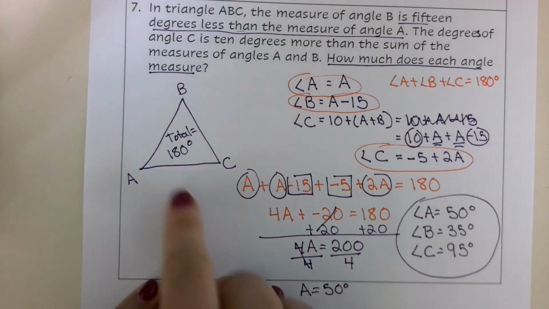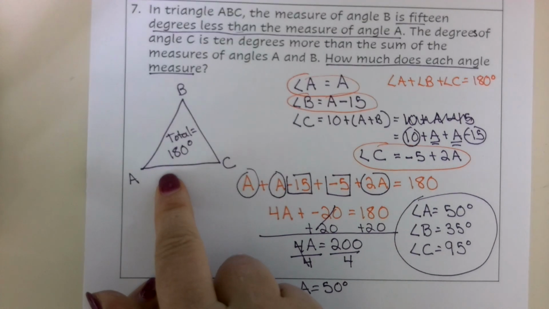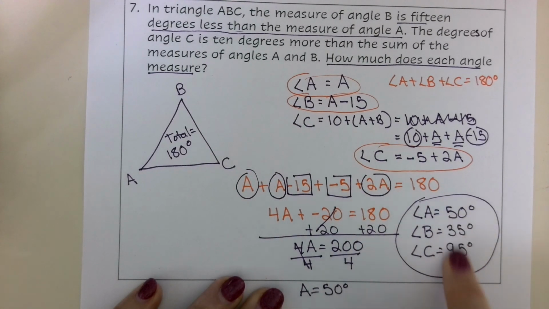I can really see that my triangle is not drawn correctly. This is clearly not an equilateral-like triangle, but you get the idea.